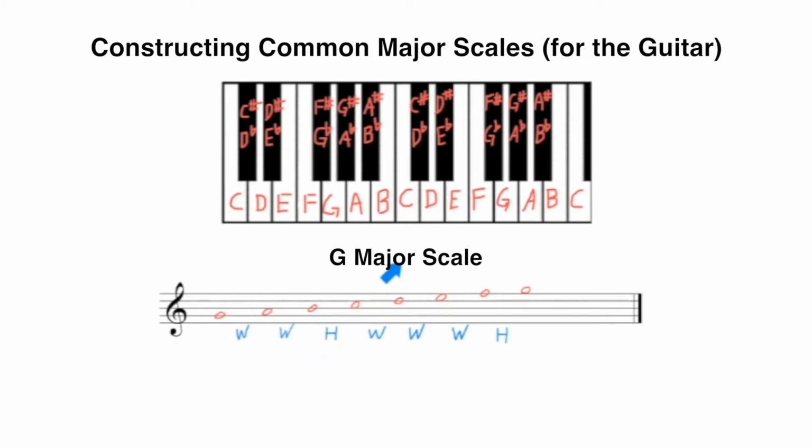From C to D, we have another whole step with the black key in between, making 2 half steps. Same thing with D to E, a black key in between, making D to E a whole step.